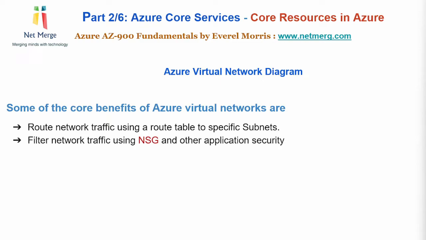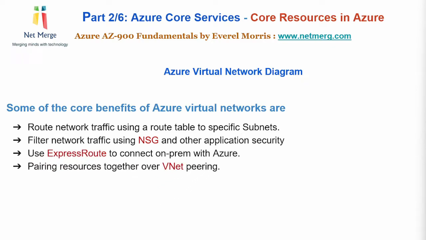Now, here are some of the core benefits of your virtual network. You get to route network traffic using a route table for specific subnets. You are able to filter your traffic using network security groups. We haven't spoken about that either. We spoke about ExpressRoute. You understand what it is. It's used to connect your on-prem to Azure in an express manner. That's what ExpressRoute is, real fast peering.